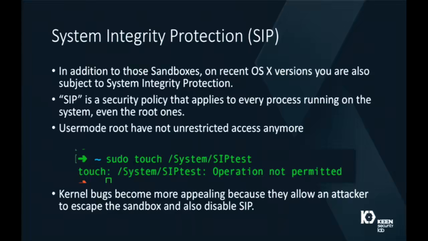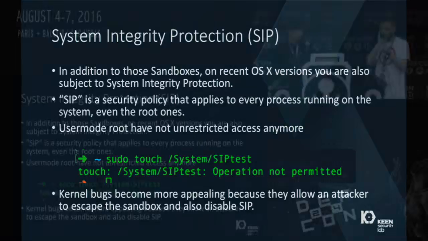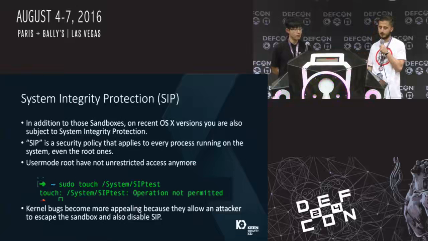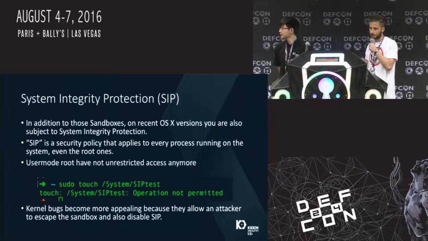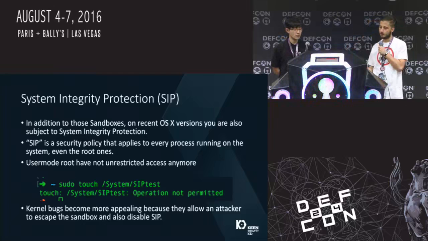Basically, on OSX, if you don't opt in for the sandbox, you are not sandboxed. But now, with System Integrity Protection in a recent version of OSX, every process, even the one running as root, is running inside a global system sandbox. So it's a new security mitigation. Even if you have root code execution in user space, there are still some operations that you cannot do. As you can see here, I'm running a touch command as root with sudo, but I cannot write into the system partition.